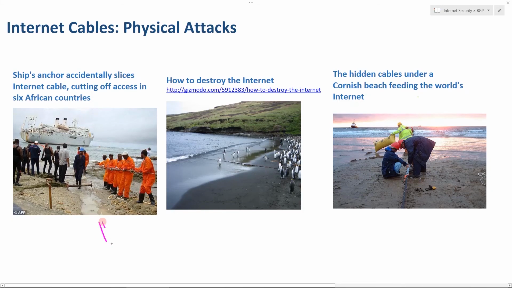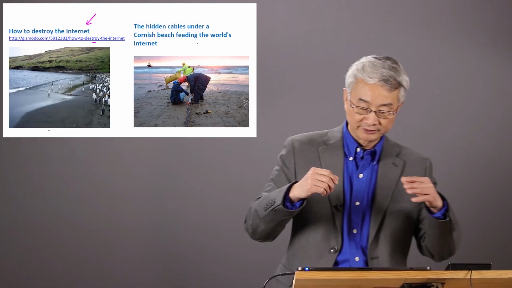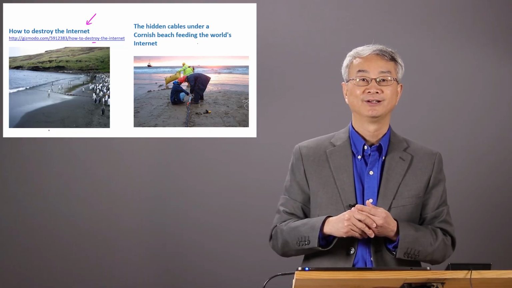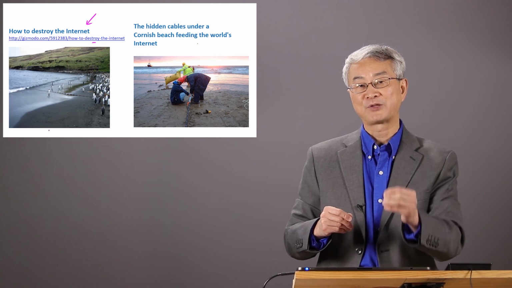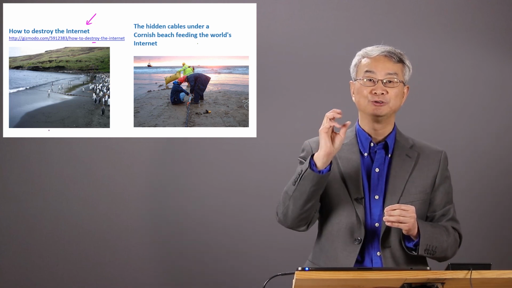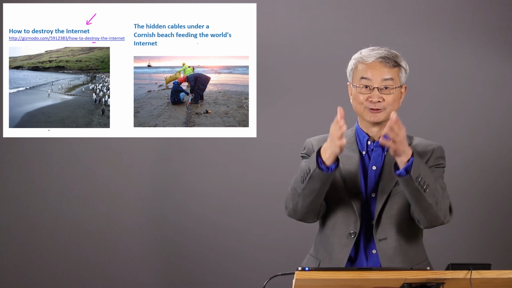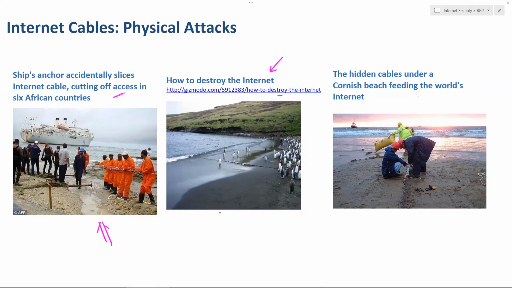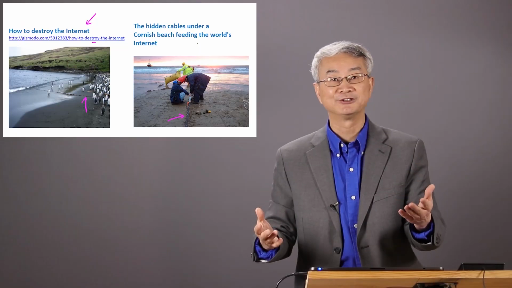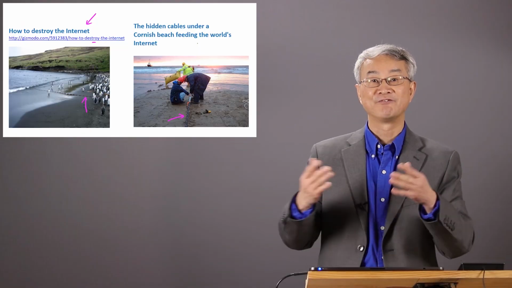In this case, you see that a ship's anchor actually sliced the internet cable under the ocean, which cut off the access of 6 African countries. There was one interesting article written regarding how you can destroy the internet. That was very interesting to read. The article shows you a lot of places where you can see those cables. It has a picture. For example, here it shows you one of the cables, and here there's another cable. It even tells you the location of those beaches and where you can find the cable.